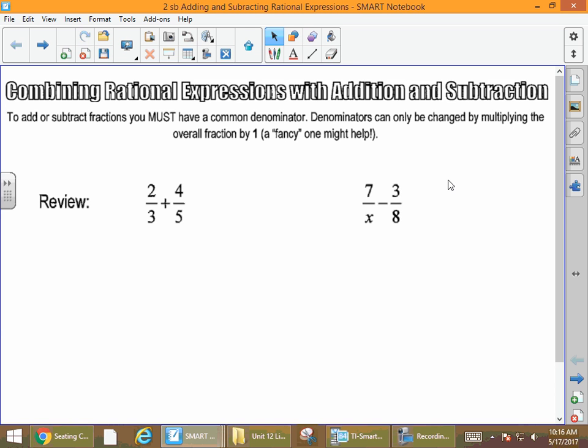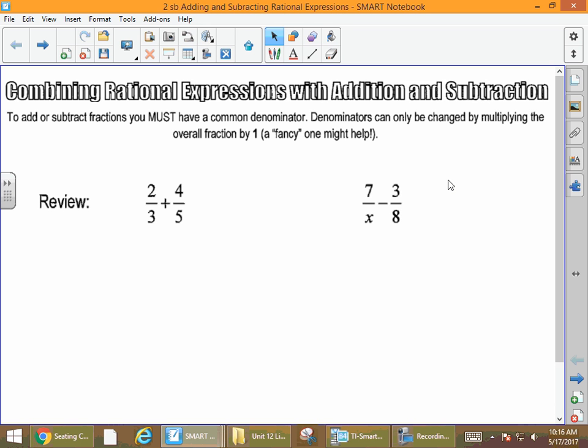We're going to talk about combining rational expressions with addition and subtraction today. Just a refresher that a rational number is any number that can be written as a fraction. And then a rational expression has variables in it. So it might have variables in the numerator, which is the top of the fraction, might have variables in the denominator, the bottom of the fraction, but somewhere.